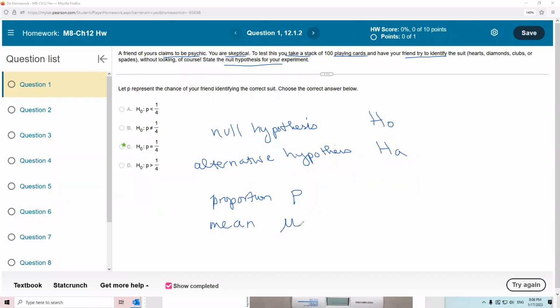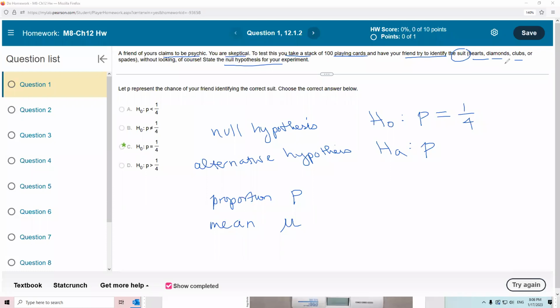In this example, we're testing the proportion of cards that are a certain suit. So I'm going to write this as P for the null and alternative. The null is always written with an equal sign. And in this case, I'm going to use the fraction 1/4. The reason is we're trying to pick the suit, and you have a 1 out of 4 chance of getting that correct.